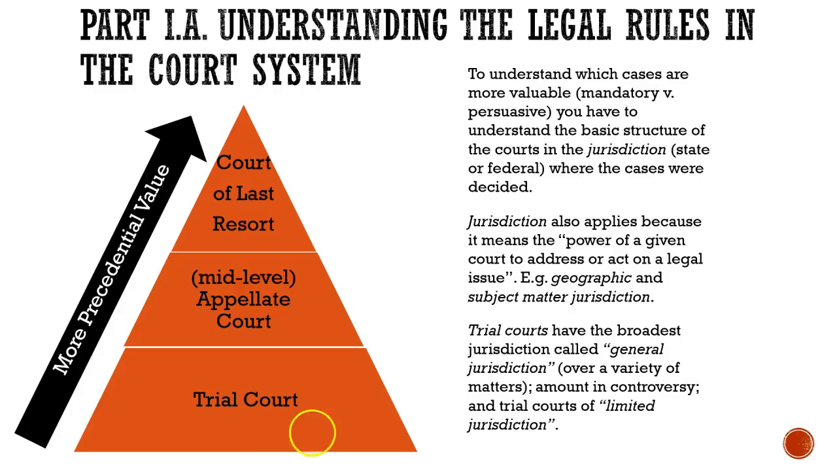But at the same time, within that whole trial court system, there are courts within it of limited jurisdiction. So the general jurisdiction covers a variety of matters. The amount in controversy will matter as well. However, in trial courts, they do have courts of limited jurisdiction. For example, traffic court, criminal court, family court, etc.